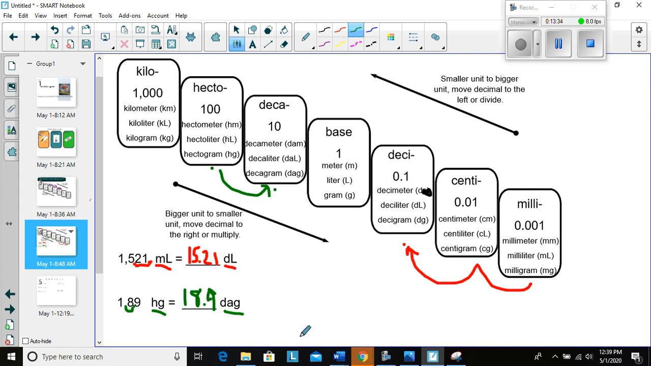All right, that's 9. There we go. All right, and so it went 1 decimal, 1 jump back, just like 1 step back on the ladder. And these 2 numbers are the same. So we had originally 1.89 hectograms. It's equal to 18.9 decagrams. They're the same amount. All right, let's go and do a few more.